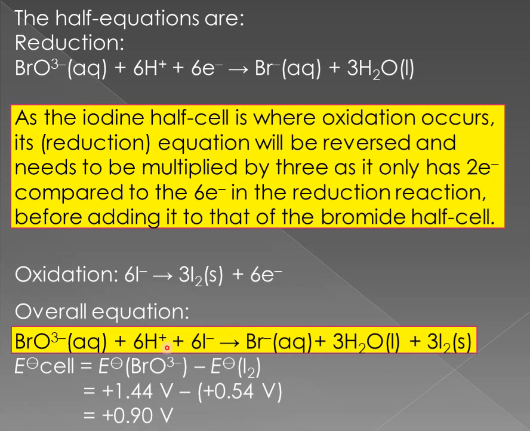And the final standard cell potential equals bromate, where reduction happens, minus iodine, where oxidation happens. Don't forget the minus, this is from the equation, which equals 0.9 volt. Next.